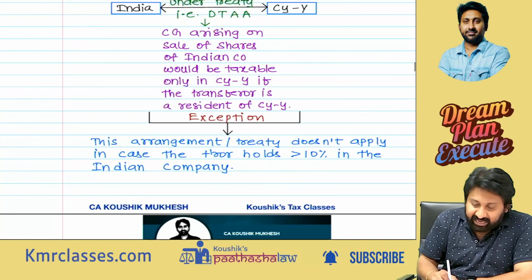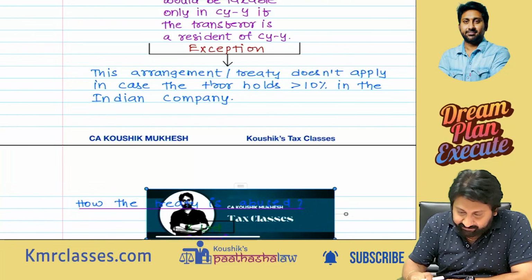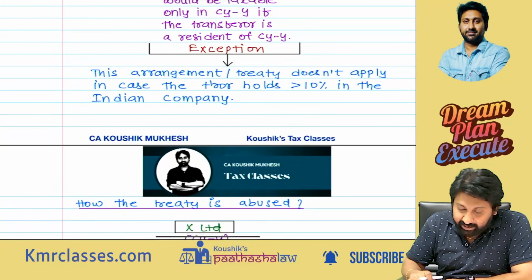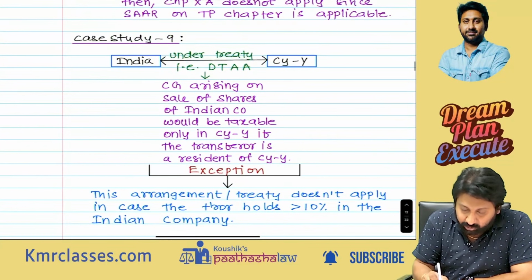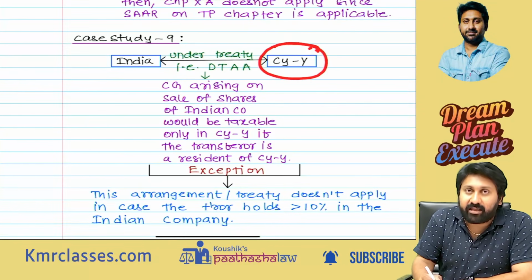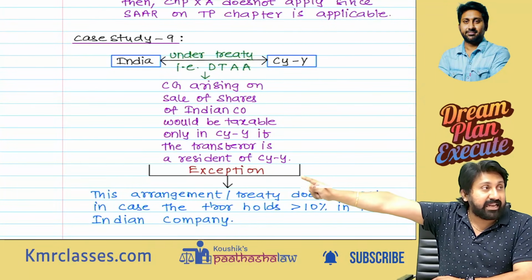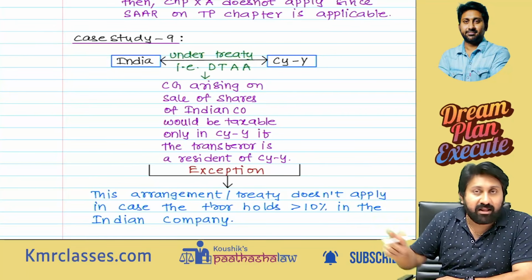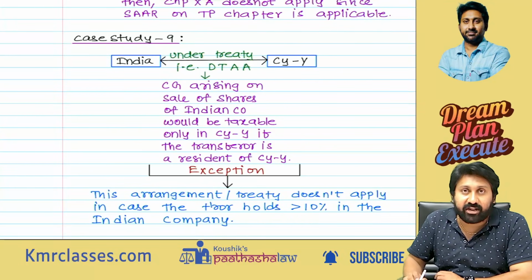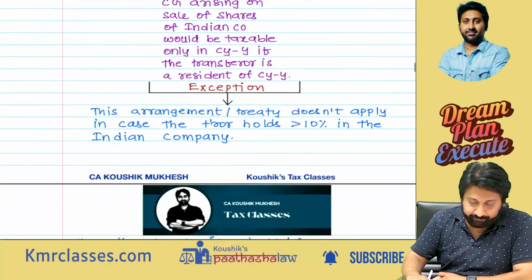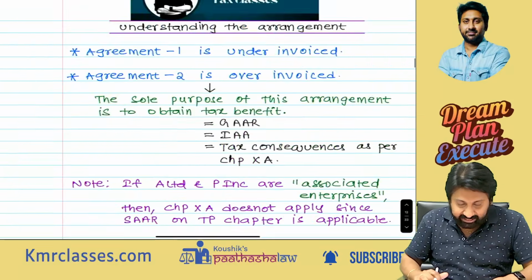Exception. This arrangement does not apply if the transferor holds more than 10% in the Indian company. So when this logic will apply, you should be resident in country Y and you should be selling the shares of a company within India, and you should not hold more than 10% of the total shares in that Indian company. Then you can take this treaty benefit. Therefore, what a person has done, the treaty is abused. That's what we discussed here.